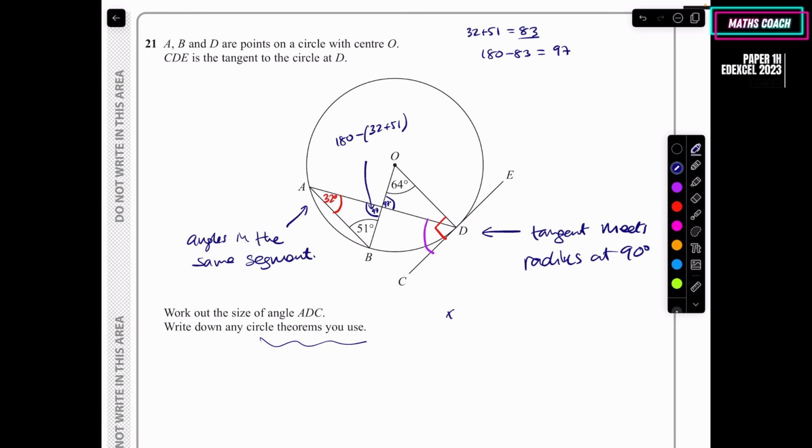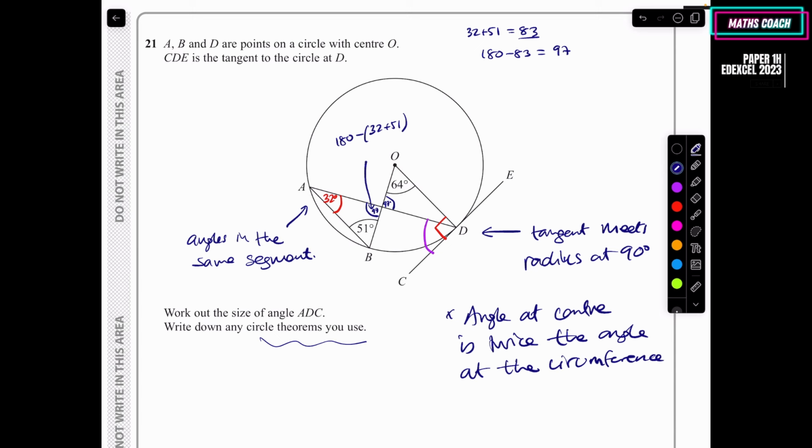Also, we did use angle at the center. Angle at center is twice the angle at the circumference. Okay, that's just simply this and that. That's also why this is 32. Actually, you don't really need to use that one, if I'm honest, because if you visualize it like that, this is the angle at the circumference, this is the angle at the center. You could have done it like that, but I'll keep it there for notes.